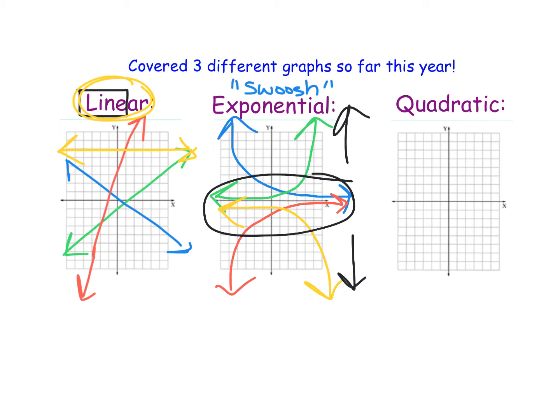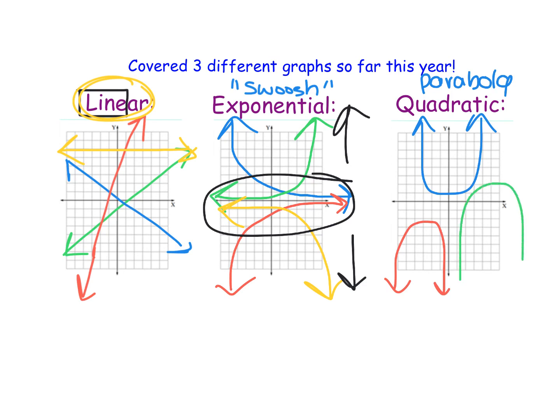And then the last graph type that we studied is called the quadratic, and that was when we had our parabola shape. So we had those U's, they had arrows on each side, and they could be all over the graph. So these are just a couple of examples of what quadratic graphs looked like. So they were all in the shape of a parabola, which means they all had that general U-looking shape that was symmetrical on both sides.